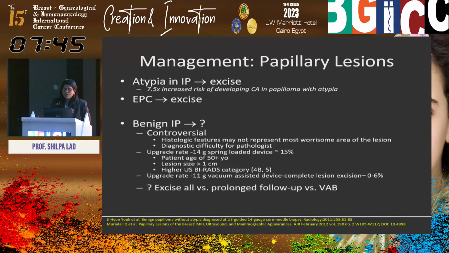Okay, it is controversial because of the various worrisome reasons. So some of the articles recommend that if the patient is symptomatic, spontaneous bloody or watery nipple discharge, the patient is above the age of 50, lesion size is more than 1 centimeter, and it has a higher BI-RADS category, 4B, 4C, then you either upgrade the biopsy to 11-gauge vacuum-assisted or recommend a surgical excision biopsy.